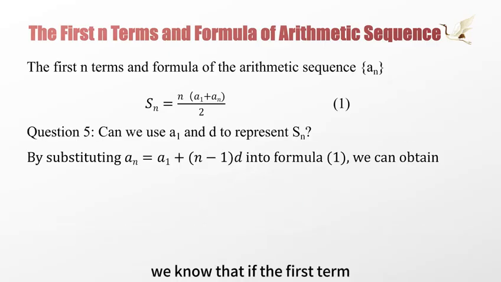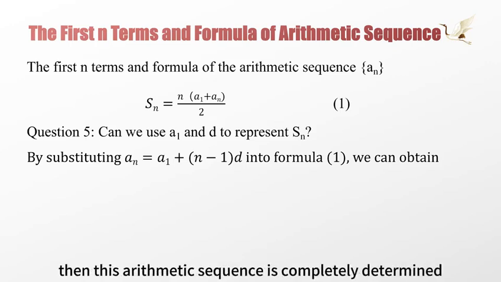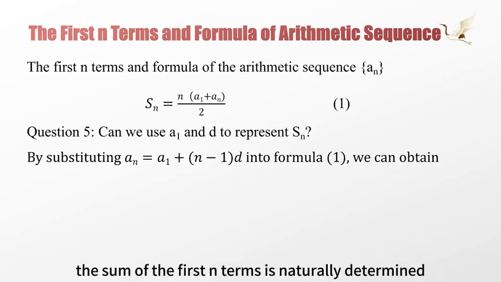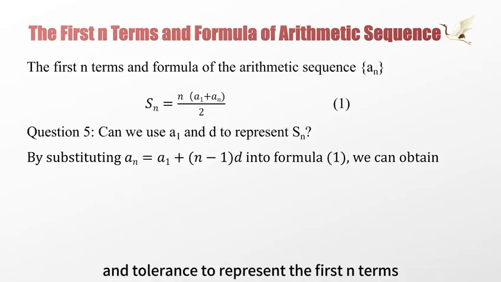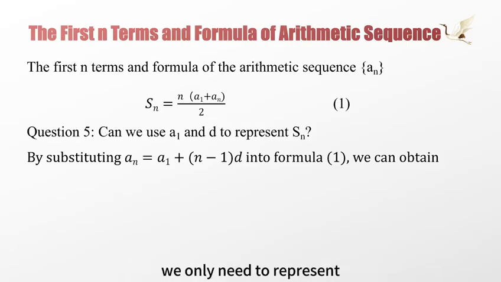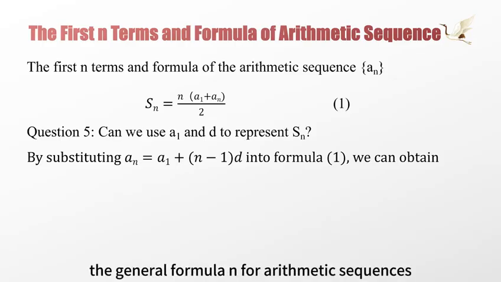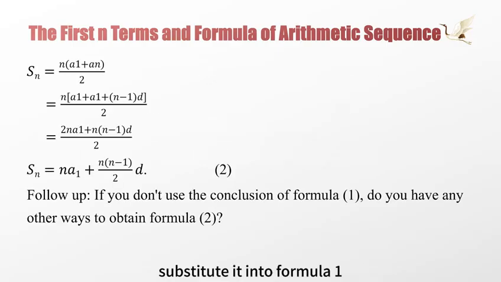We know that if the first term and common difference of an arithmetic sequence are known, then this arithmetic sequence is completely determined. The sum of the first n terms is naturally determined. Can we use the first term and common difference to represent the sum of the first n terms? It is not difficult to think that we only need to represent an in Formula 1 with the first term and common difference. The general formula for arithmetic sequences is an equals a1 plus (n minus 1) times d. Substitute it into Formula 1 to obtain such an equation.